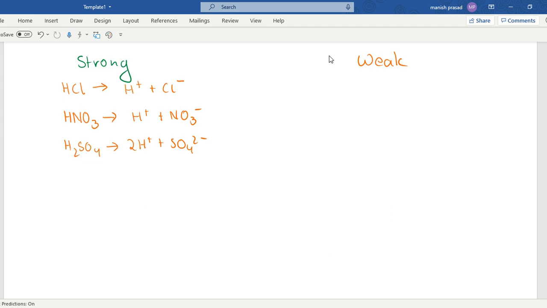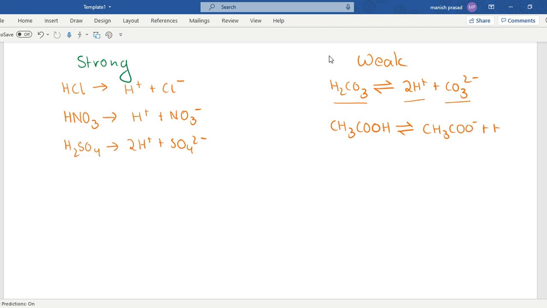But weak acids, like carbonic acid, are reversible in nature, so they do not completely ionize. They will give us all the things in the solution, the acid as well as the H positive and the carbonate. Similar is the case with ethanoic acid, which is also a weak acid. It will give us CH3COO negative as well as H positive, along with CH3COOH. All these H positives are going to combine with water to give us H3O positive. So this classification is also clear.